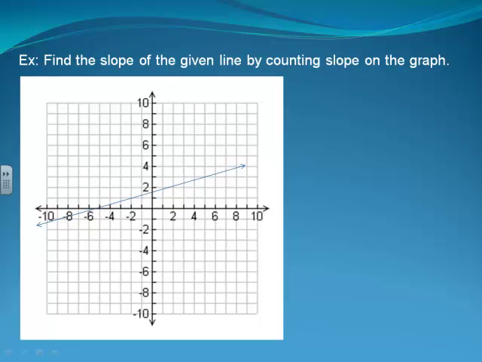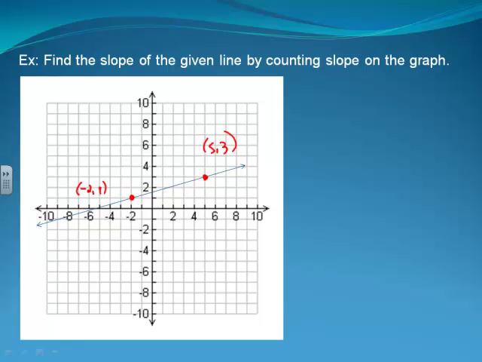All right. Let's look at this line here. Find the slope of the given line by counting the slope. Find 2 good-looking points that go through a crosshair. One of them looks like a good point. This is -2, 1. And a second point looks to be right here. That's 5, 3.